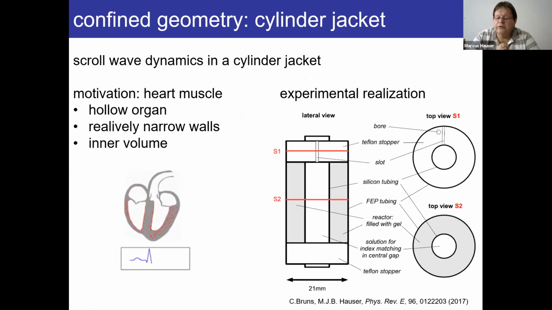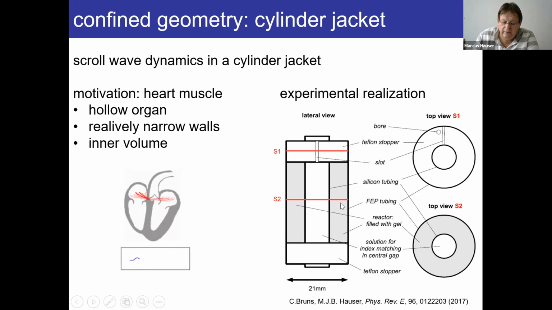So far, this was a cylinder where we have run our Belousov-Zhabotinsky reaction, our scroll wave in a three-dimensional object. However, a heart isn't really a three-dimensional bulky object, but is a hollow muscle, which has some kind of relatively narrow tissue. So we have decided, okay, let's have an experimental realization. That would be the following.